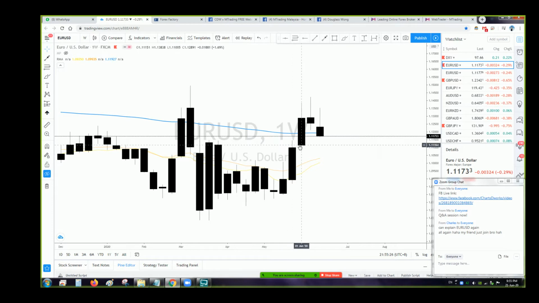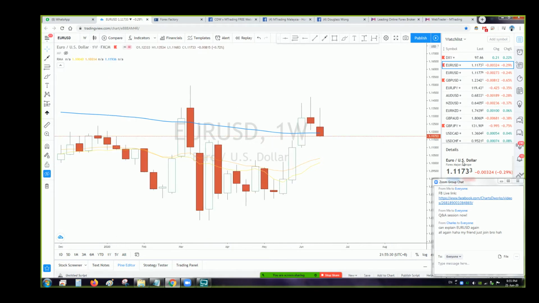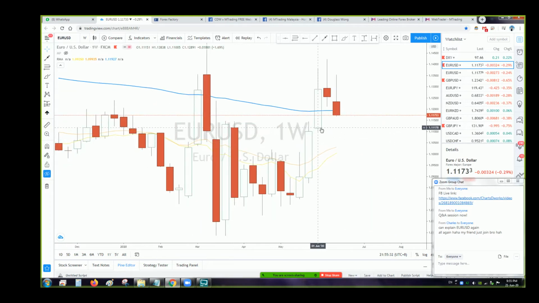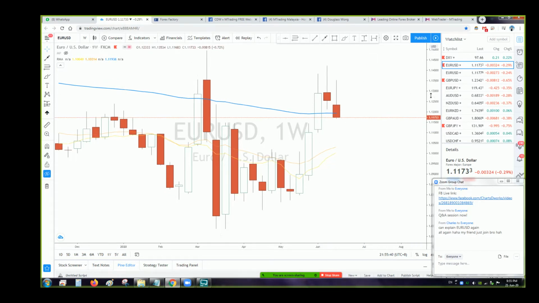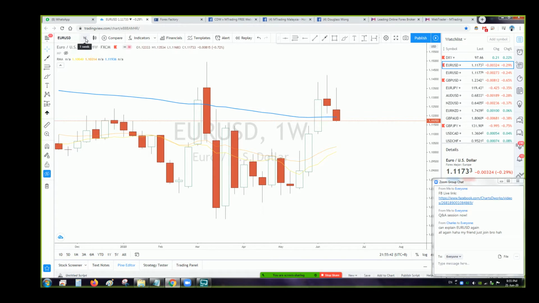this candle, okay, let me switch back to the red and green candle. Okay, you see, as long as price doesn't close below 1.11, we are still looking at upside, because I'm actually bearish on USD, the first thing in my mind.